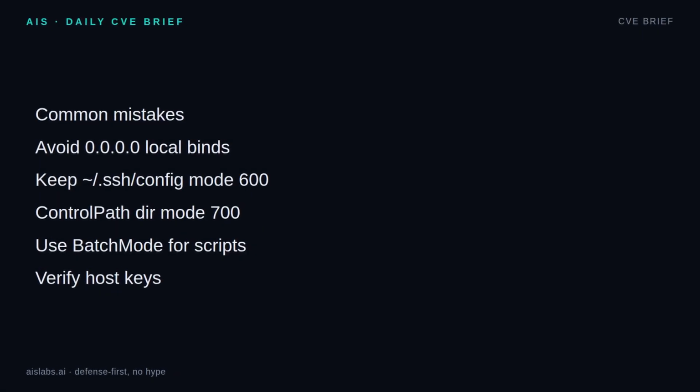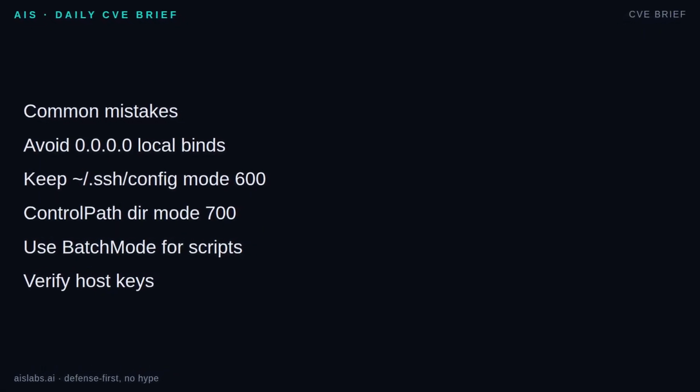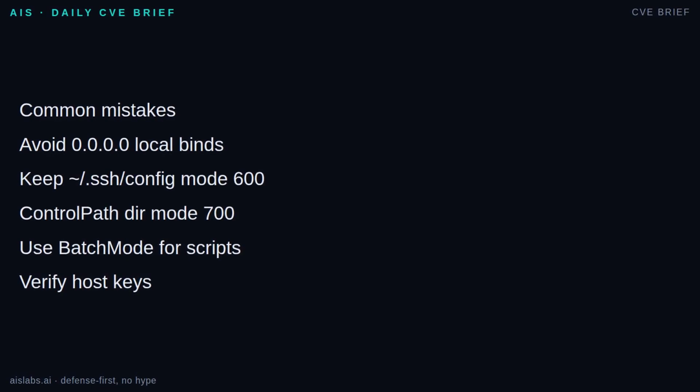The first mistake is binding the local side to every interface. If you use 0.0.0.0, people on your network may reach your forwarded admin service through your laptop. Prefer 127.0.0.1 unless you have a documented reason. Second, do not scatter tunnels under Host * where every SSH target inherits them.